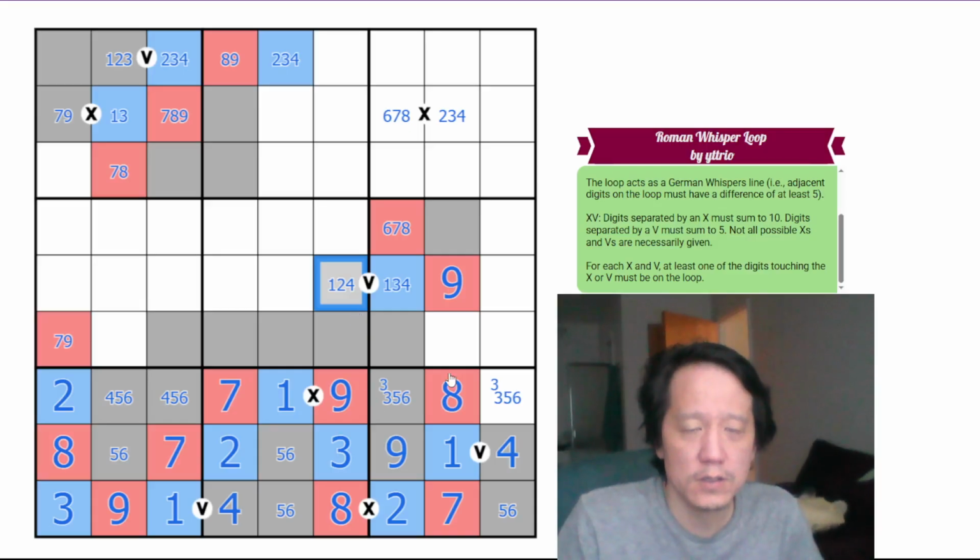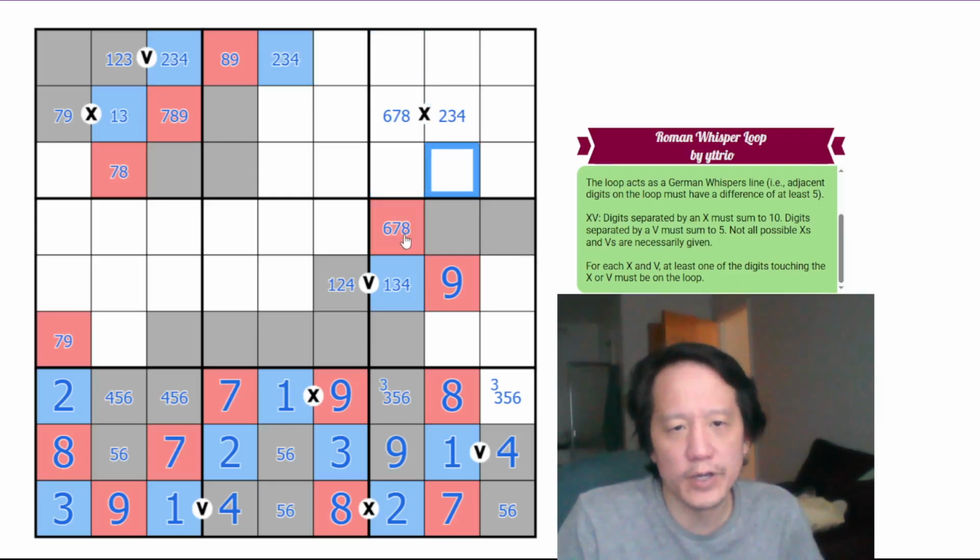Okay. What else do we have? It goes up here. So it goes like this or this way. So either way, this can never be on the loop. It must enter here or here. So it could go something like that. No, it cannot go something like that.